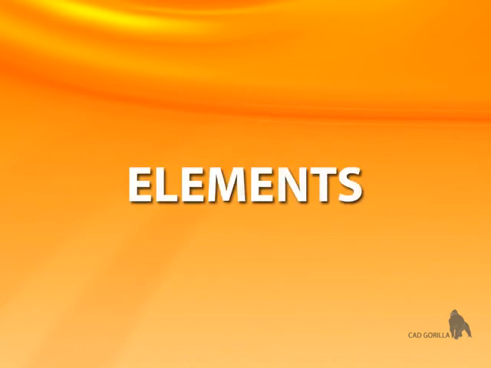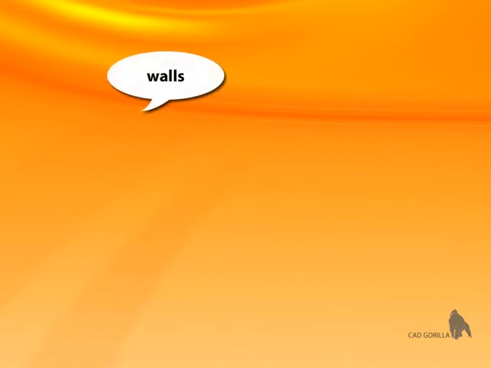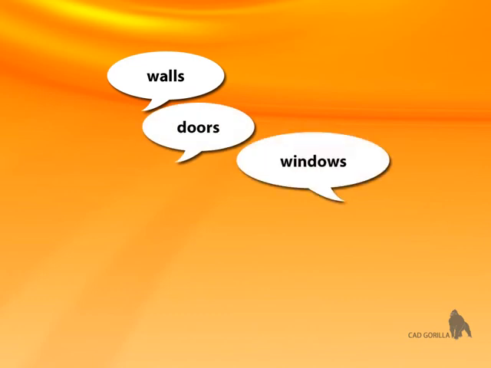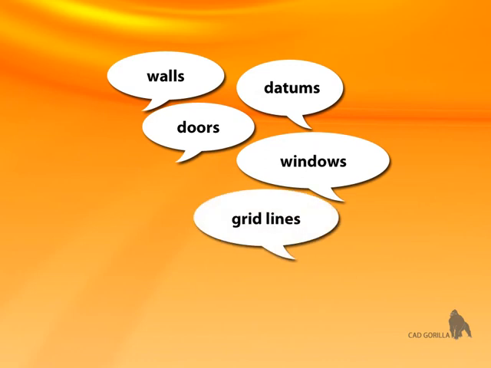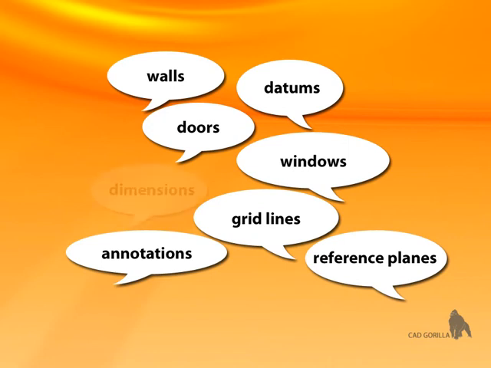You create a Revit project by adding things called elements to it. An element is simply a component or model item of some sort. These can be anything from model elements like walls, doors, and windows, datum elements, like grid lines or reference planes, or annotation elements and details like notes, dimensions, and detail lines.